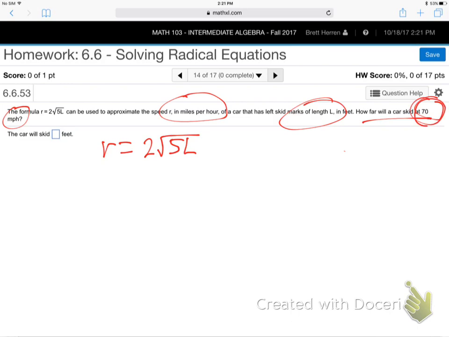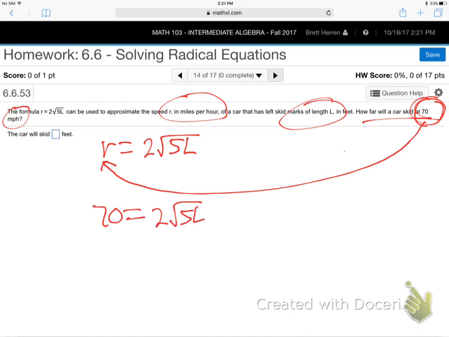The 70 is the only number they're giving me. 70 will go in for rate, because it's miles per hour. Good. So can you solve that for L, the length of the skid? Solve that little equation for L. Use the square root recipe. What's step number 1? Get that root alone.